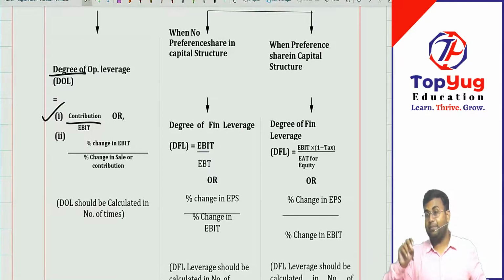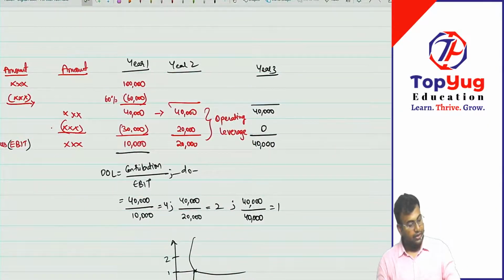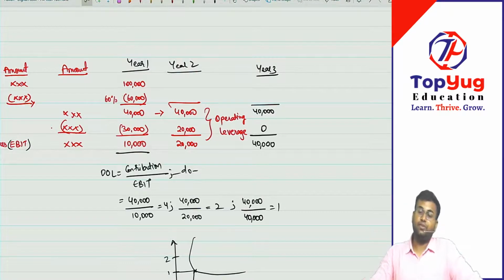Now, percentage change of EBIT is what? Now, from 10,000 it changed to 20,000. What is the percentage change of EBIT here? Almost 100%. 10,000 profit became 20,000, so it changed by 100%. But what is the percentage change of contribution or sales? No change. How much? 0. So this is impossible. In this question, can you implement the second formula? Why? Anything divided by 0 is infinity.